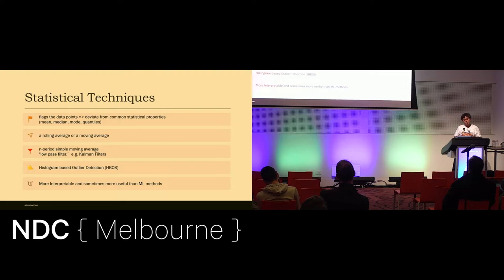For sensors, sometimes they would use a Kalman filter, or sometimes a low pass filter, to throw out all the anomalies in your data set. The advantage of using a statistical technique is that there is a formula. You can say, okay, if the average is this or the moving average is this, anything outside of that is an anomaly. It's interpretable because of the formula, and it's also easier to explain to someone than a machine learning method.